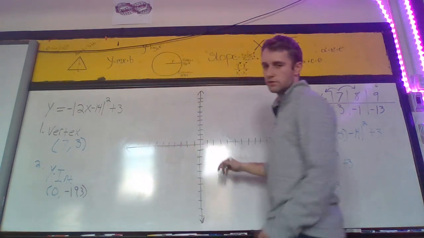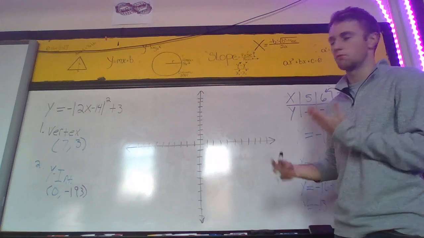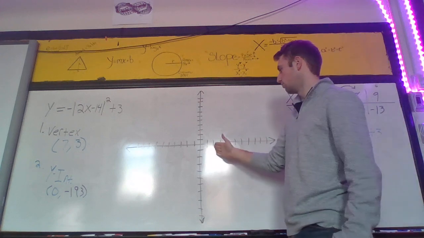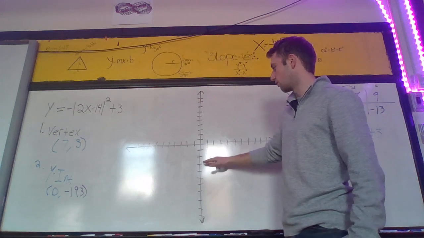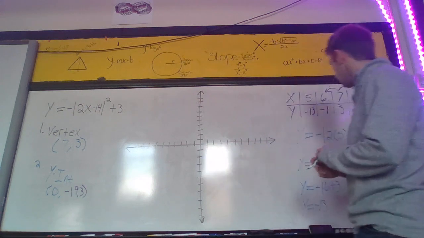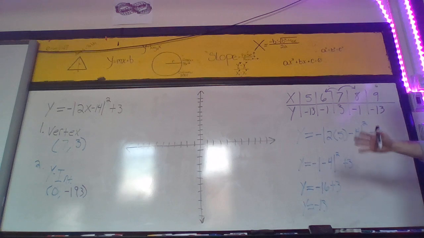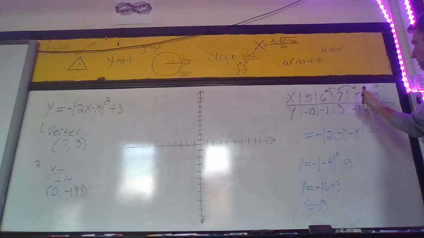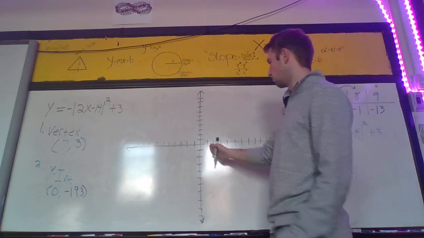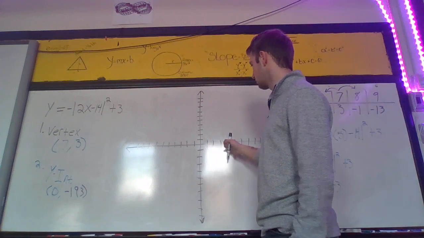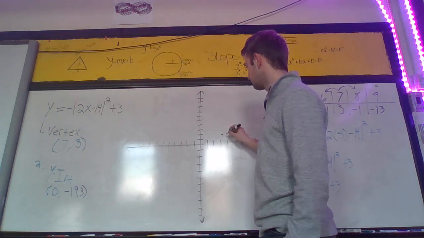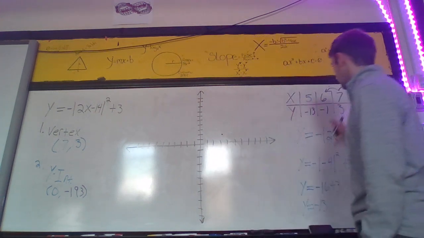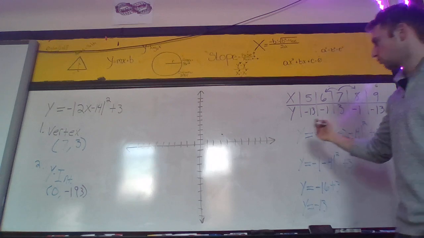Every single one of these is going to be worth 2. We're going to say 2, 4, 6, 8, and negative 2, negative 4, negative 6, negative 8, and so on. Now I'm going to graph it out. I have to find where I'm going to graph my vertex first, which is at 7, 3. So I go to 2, 4, 6, 7, and I get an output of 3. I know this is going to be curling down. Now I want to go to 6, negative 1.